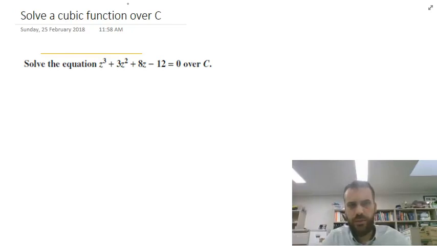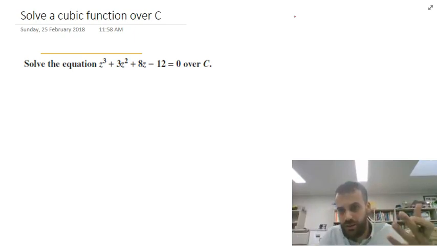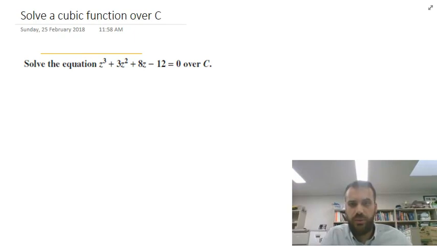Alright, so this time I'm solving a cubic over C. So we've got the equation z cubed plus 3z squared plus 8z minus 12 equals 0. Now, basically it's a two-step process. Trial and error to find your first factor or your first root. And then if you've got a factor, it becomes a quadratic. And we can solve that quadratic in any way that we want. So really the first step is trial and error.